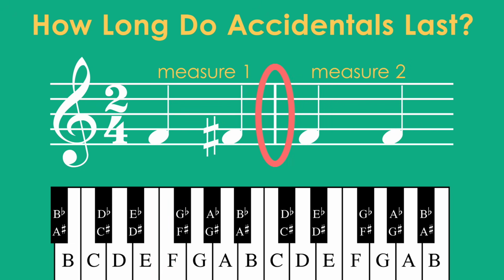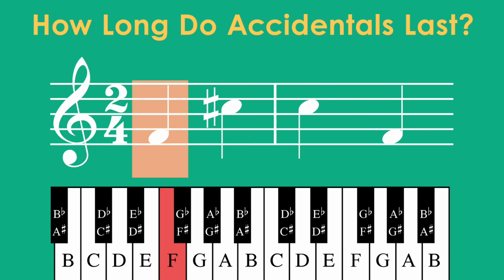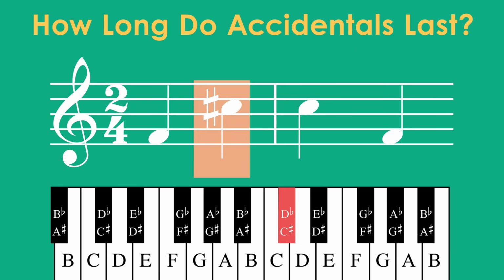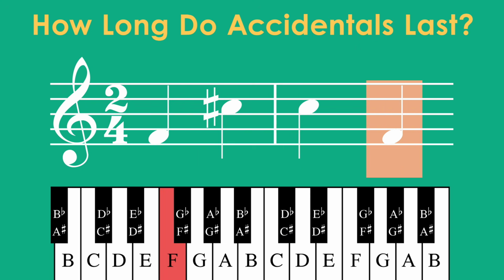Let's try another two-bar example. Take a look and see if you can tell which notes should be played in this example. Okay, so we have F, C sharp, C, F. The second C is not sharp because the bar line stops the accidental from carrying over into the next bar. Let's listen to it again.